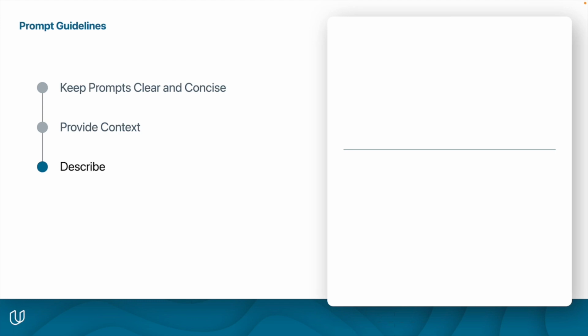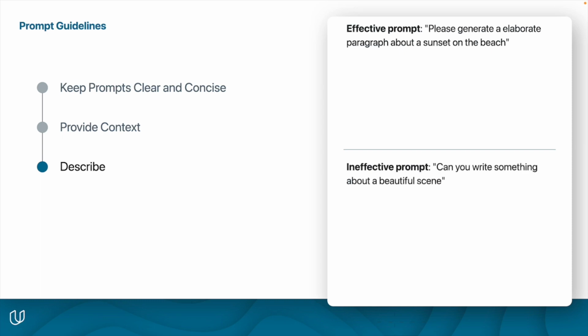Next, and probably one of the most important of the guidelines, is to describe. In this case, you're going to want to make it clear what you want, either through instructions, examples, or a combination of the two. For example, if you want the model to rank a list of items in alphabetical order, or to classify a paragraph by a sentiment, well then show it that's what you want. So for example, let's look at an effective prompt. "Please generate an elaborate paragraph about a sunset on a beach," as opposed to, "Can you write something about a beautiful scene?"